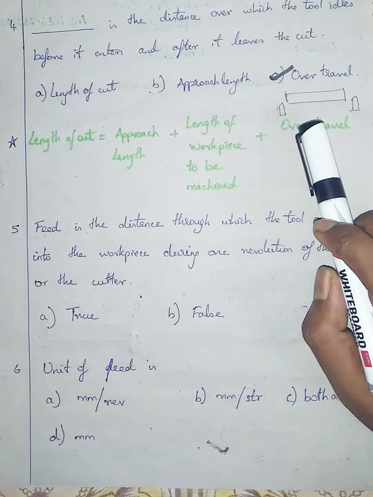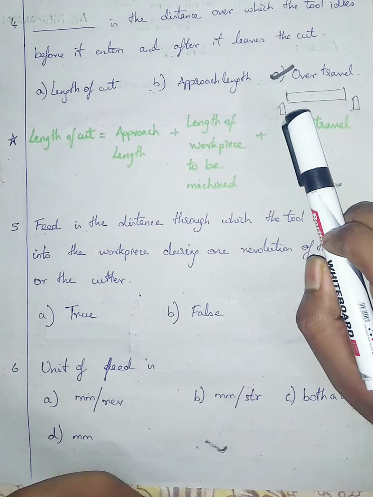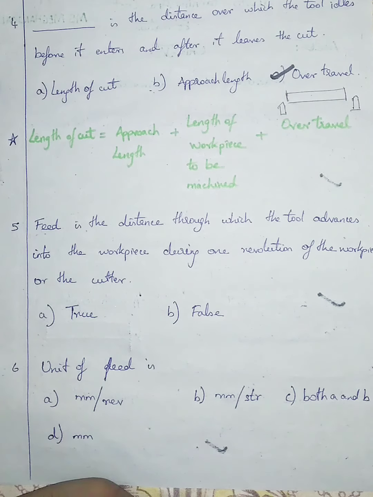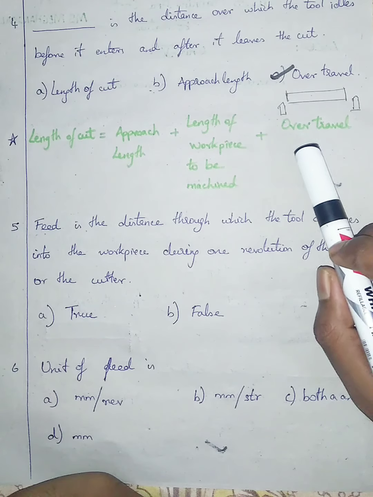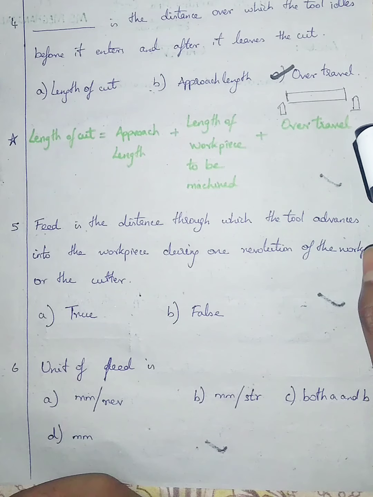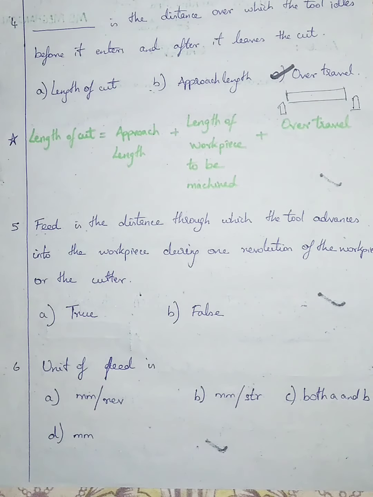Approach length is the distance a tool travels from the time it touches the workpiece until it is cutting to its full depth, plus length of the workpiece to be machined plus over travel. Over travel is the distance the tool idles before entering and after it leaves the cut. This is the length of the cut. This is the formula for length of the cut: approach length plus length of the workpiece to be machined plus over travel.